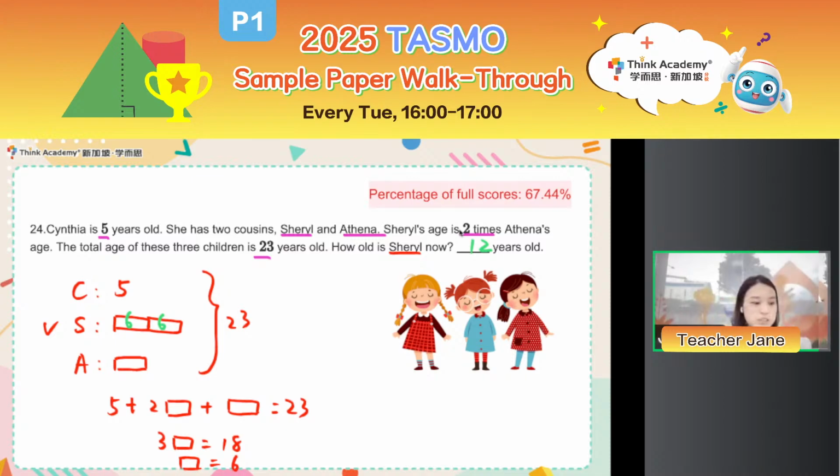That will be fine, okay? So this is how we solve the problem. When you have the times or sum or difference relationship, just think about, can the bar model help us?